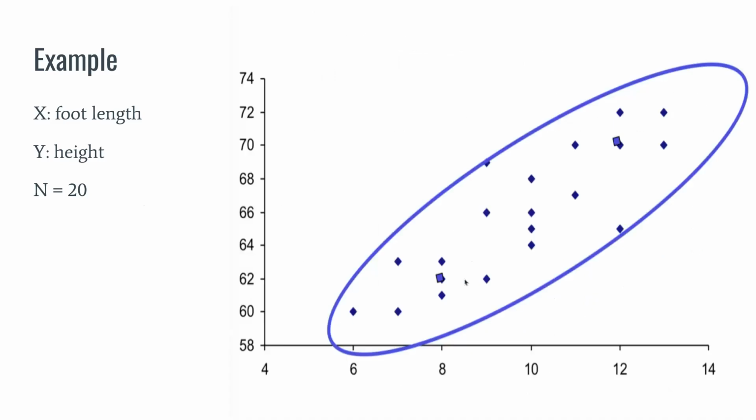Then you might see a pattern here. As you can see, as x foot length increases, what happens to y? Y also tends to increase, or you can say as height increases, x value foot length tends to increase as well.